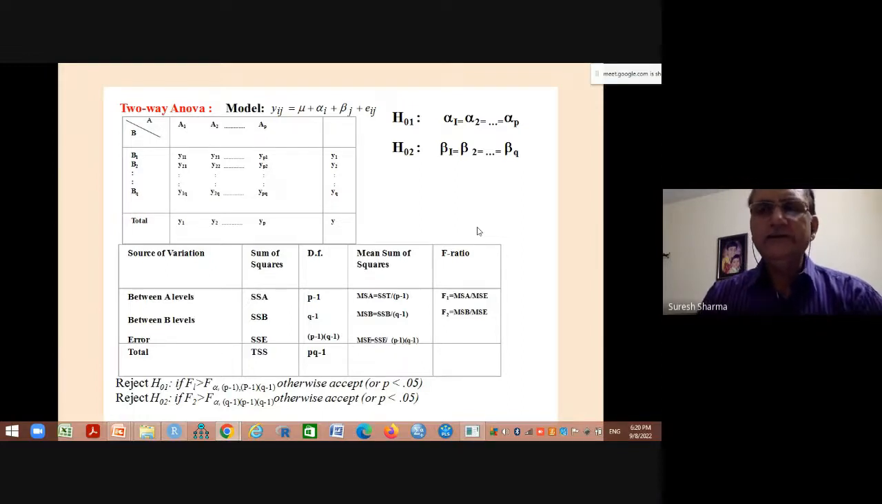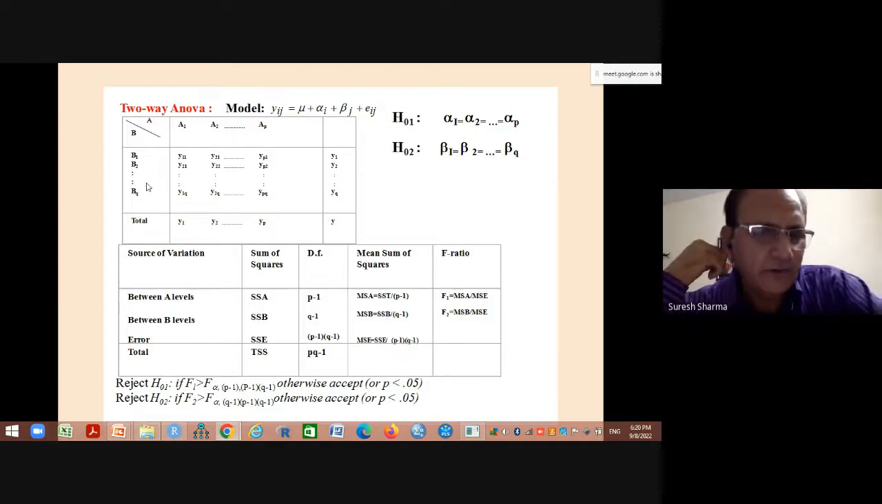F1 will check, is there any significant difference between the levels of A? F2 will check, is there any significant difference between the levels of B? Yes, please. Is the problem clear?